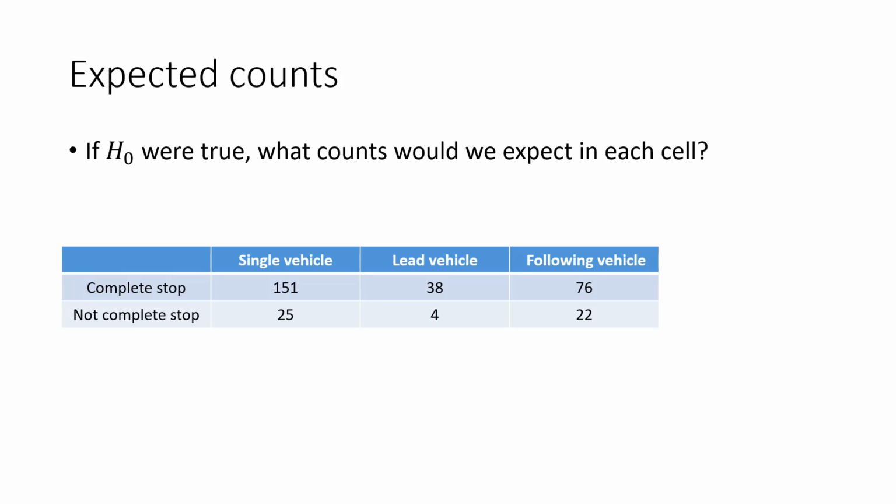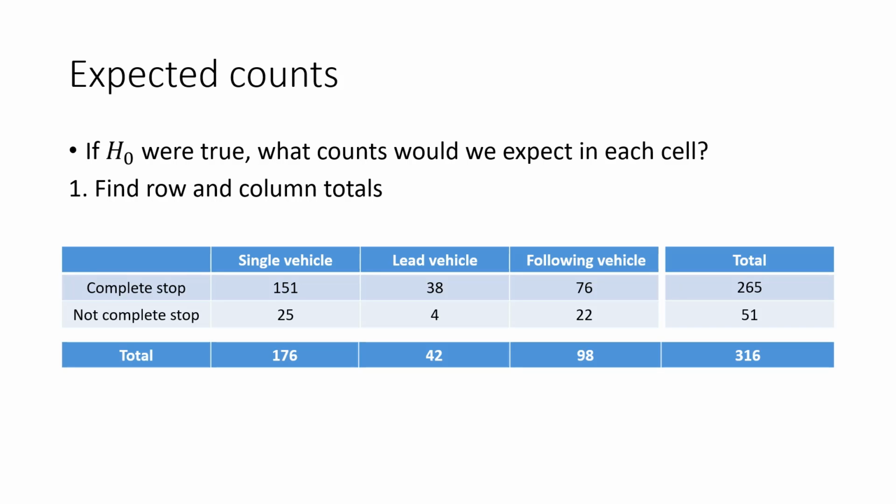To find the test statistic, we need to start by finding the expected counts. In other words, if the null hypothesis were true, what counts would we expect in each cell of the table? To do this, we start by finding the row and column totals. In other words, just add up the numbers across each row and each column. A good check of your arithmetic here is to make sure that when you add up the numbers in the total column on the right and in the total row on the bottom, you get the same total sample size, in this case 316.